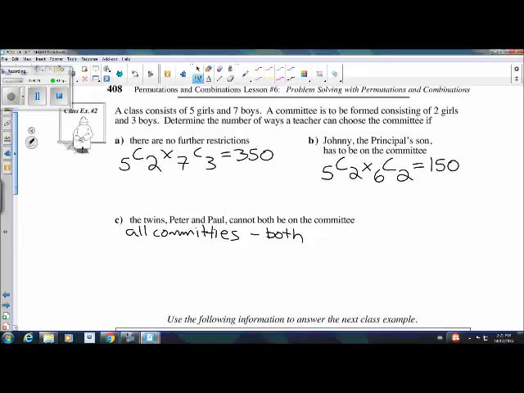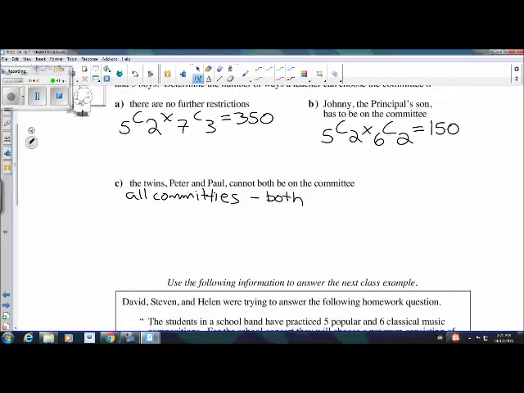So all committees would be represented by 350, just like in part A, minus, well, how many have both? Well, the ones that have both, I still need to choose the girls, so I still have 5 choose 2. But now I'm saying I chose both Peter and Paul. So that means I have 5 males left to choose from, and I need to choose one of those.